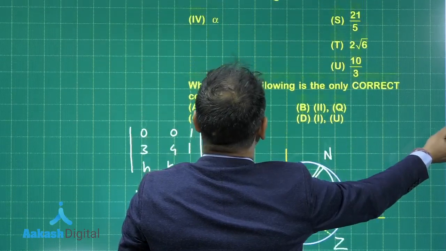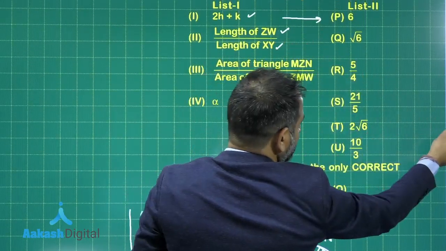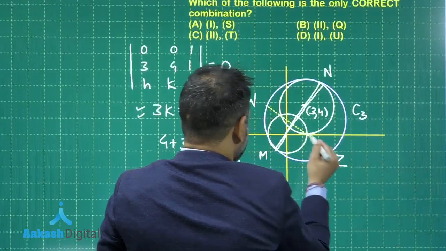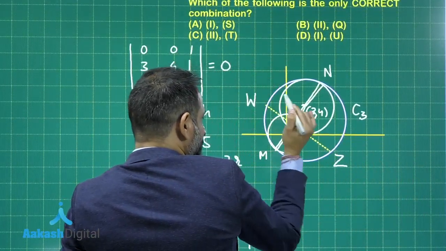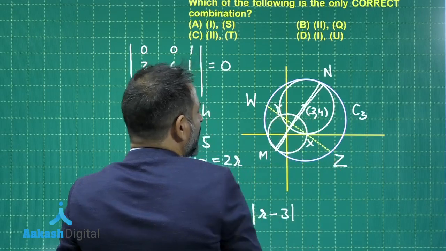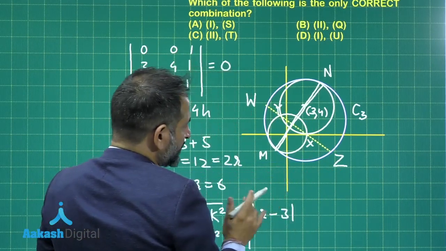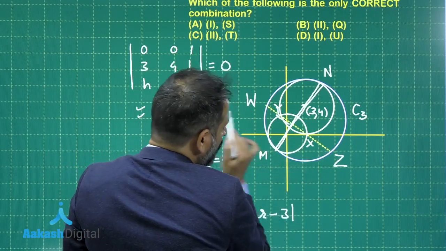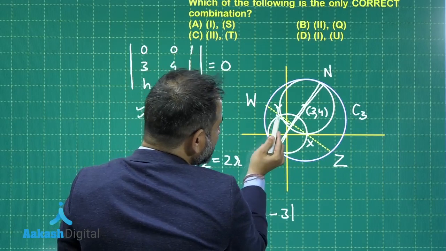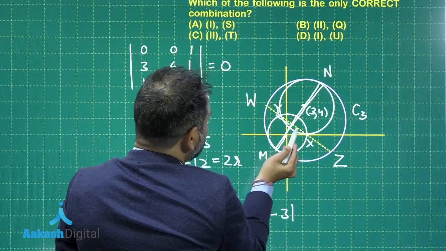So next we have to calculate the length of ZW and XY. X and Y, it is given, are the points of intersection of the first two circles. So this is X and this is Y. Now this can be easily done. How? Because we know this is the common chord and we can easily calculate the length of the common chord.